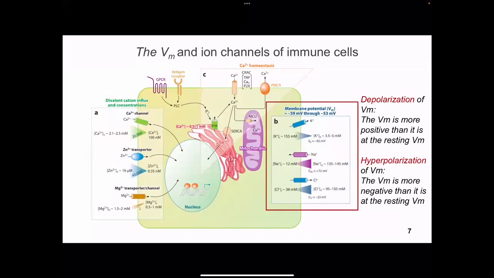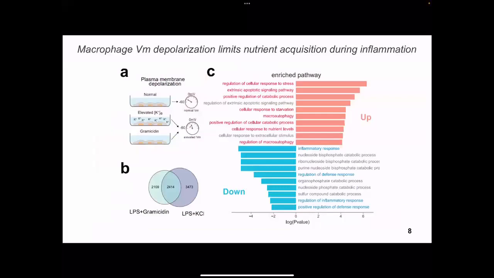Regarding the membrane potential, the resting macrophage membrane potential is usually around -50 millivolts. If the membrane potential is more positive than the resting membrane potential, for example -30 millivolts, we call it depolarization of the membrane potential. In contrast, if the membrane potential is more negative than the resting membrane potential, we call it hyperpolarization. Okay, so first we want to explore the impact of the membrane potential on inflammatory macrophages.